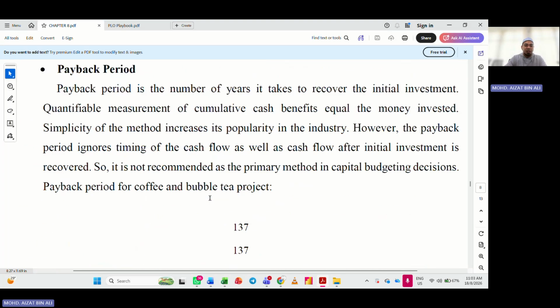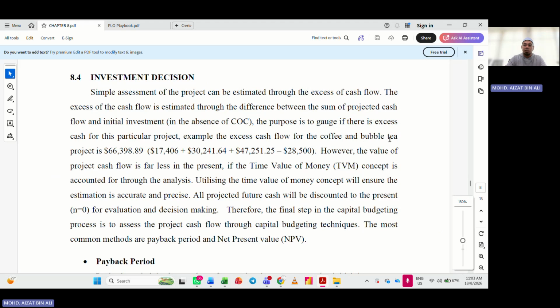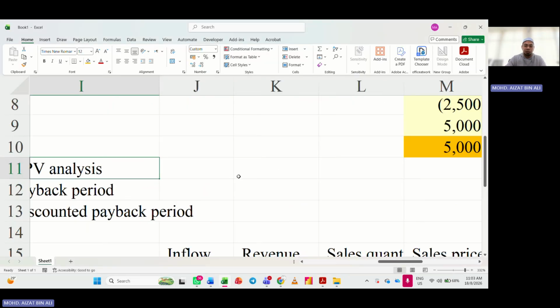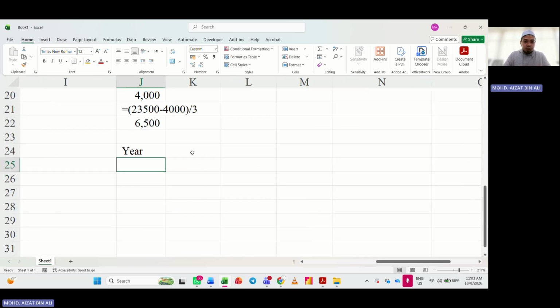Okay, for the NPV analysis, what we need to do is include all the cash flows. Let me put it here to show this to you. In year zero, taking this from the question. Let me put it properly: year, inflow, outflow, year zero, year one, year two, year three.